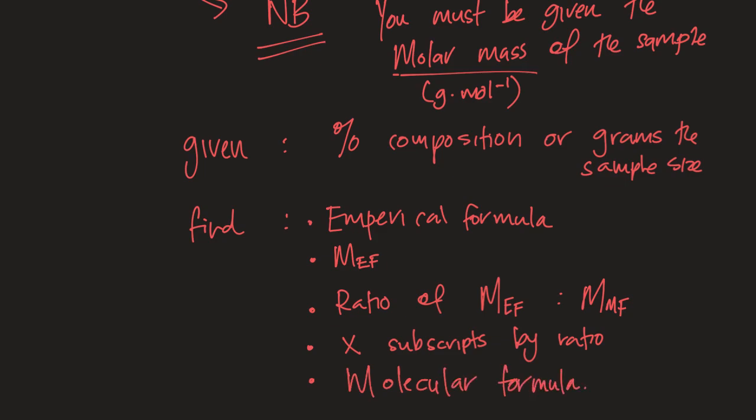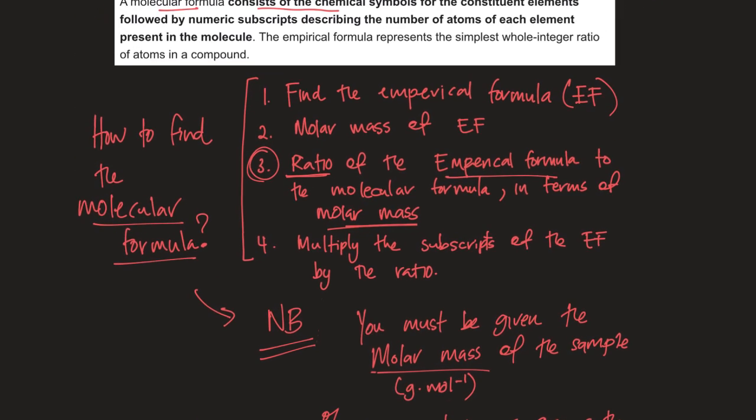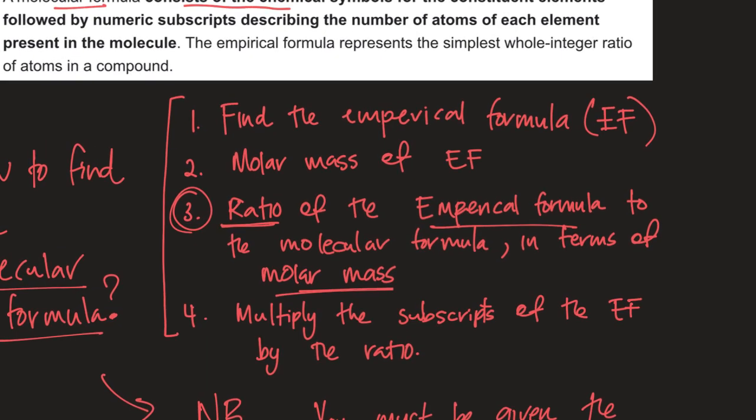We're going to use the same method we use for the empirical formula to keep our working out in order, and then we're going to do a second step. At this point, you know how to work out that, but this is what we haven't done already. Let's have a look at the first example. Here are our steps. We need to find the empirical formula, then the molar mass of the empirical formula, then the ratio of the empirical formula to the molecular formula, then multiply the subscripts of the empirical formula by the ratio.